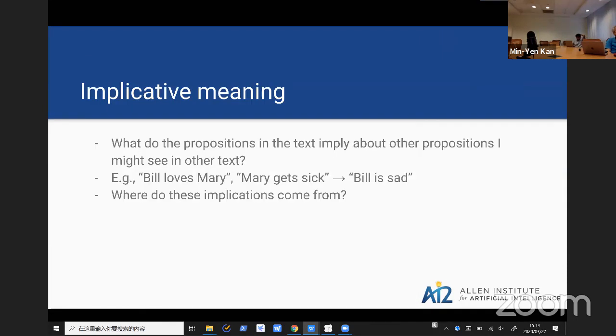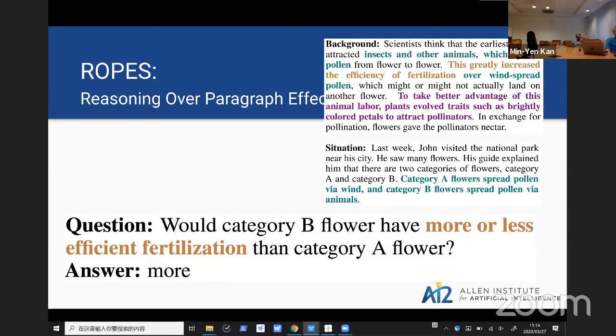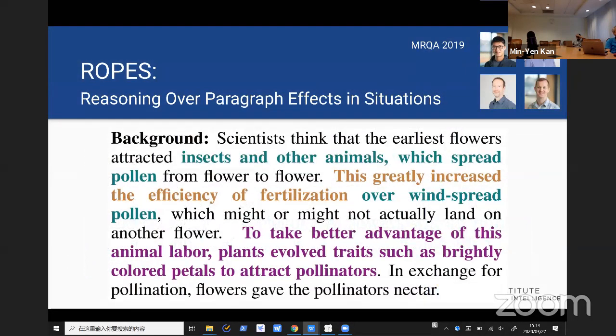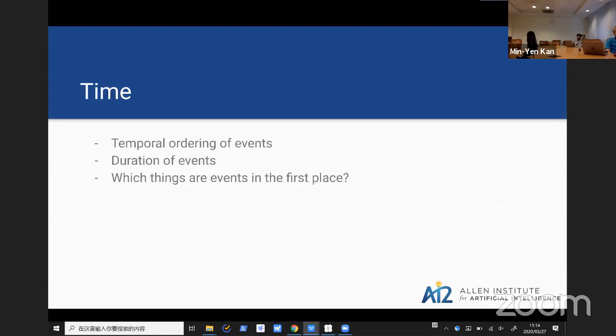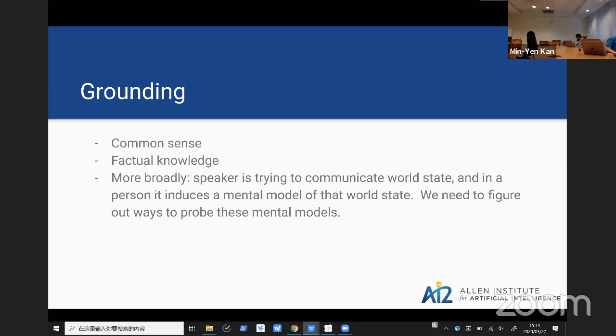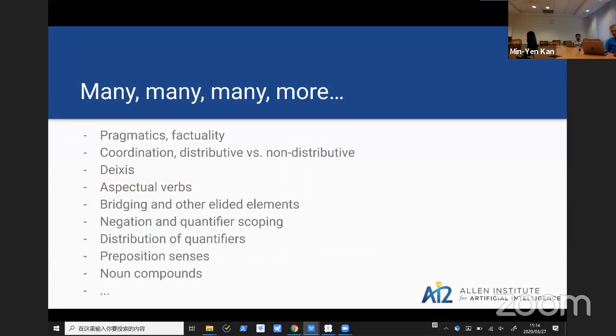This is what was recently proposed. These others are just another focus, for example, reasoning over paragraph effects in situations. And other aspects, despite not having a specific dataset, that we can think of, for example, time, to evaluate the temporal ordering of events. And also some grounding, for example, common sense. And there are many, many more that you can think of.